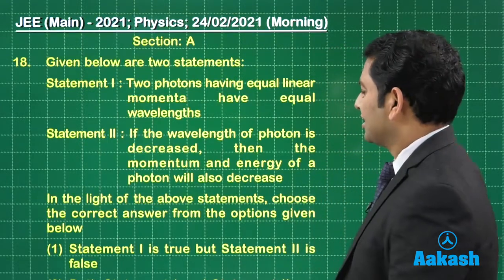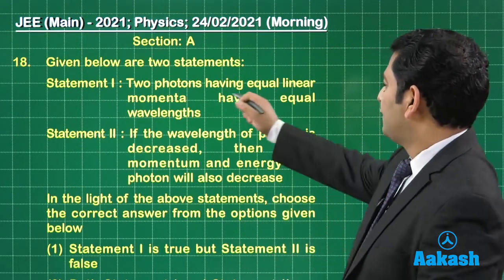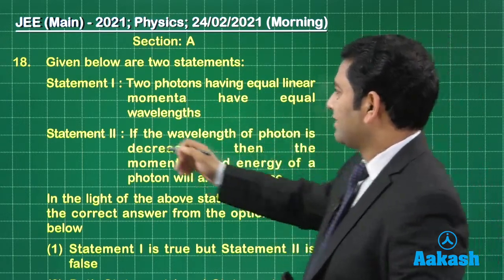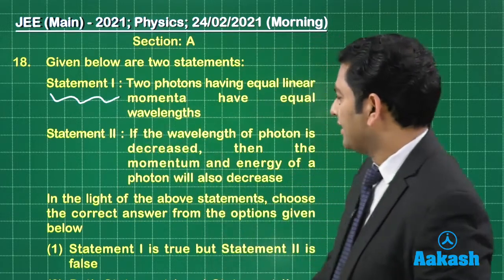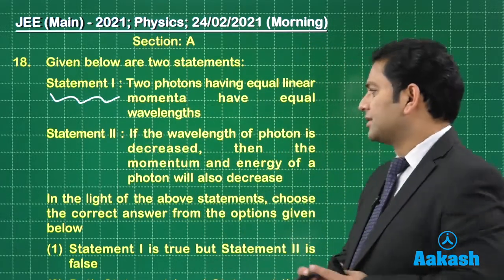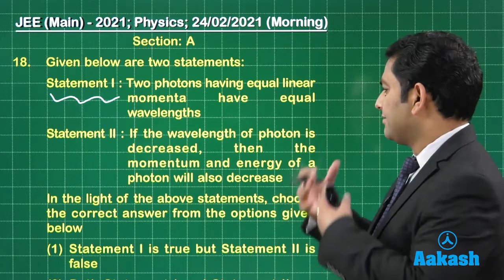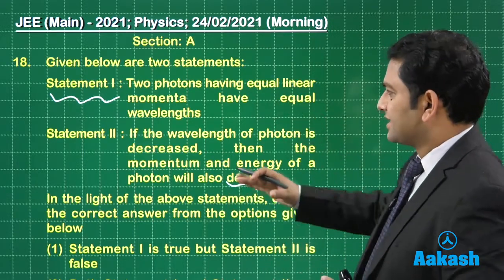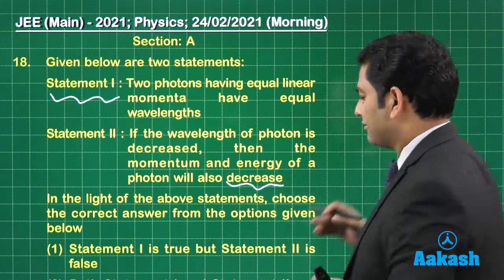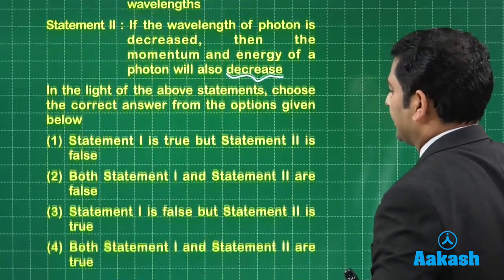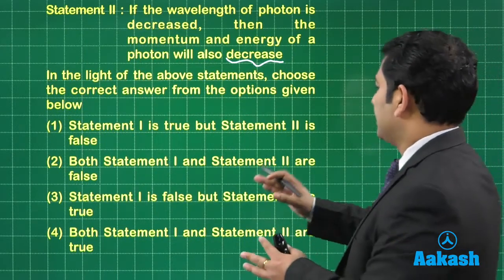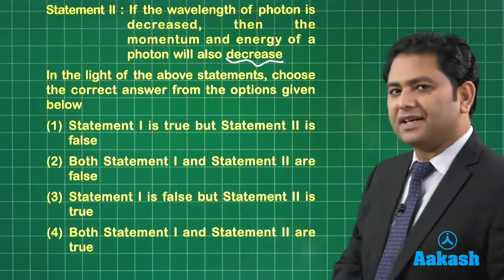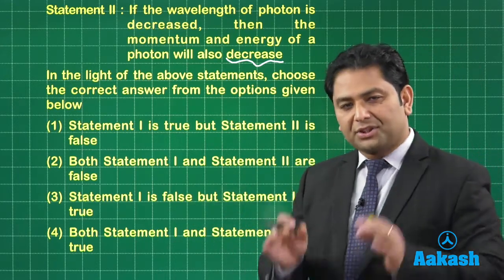The next question, question number 18. Two photons having equal linear momenta have equal wavelength. That is given by statement 1. Statement 2: if the wavelength of a photon is decreased, the momentum and the energy will also decrease. Now, as per this, we need to give the correct answer. If the first is true but the second is false, option number 1, and in that way, so many different options are given. So what should we do?